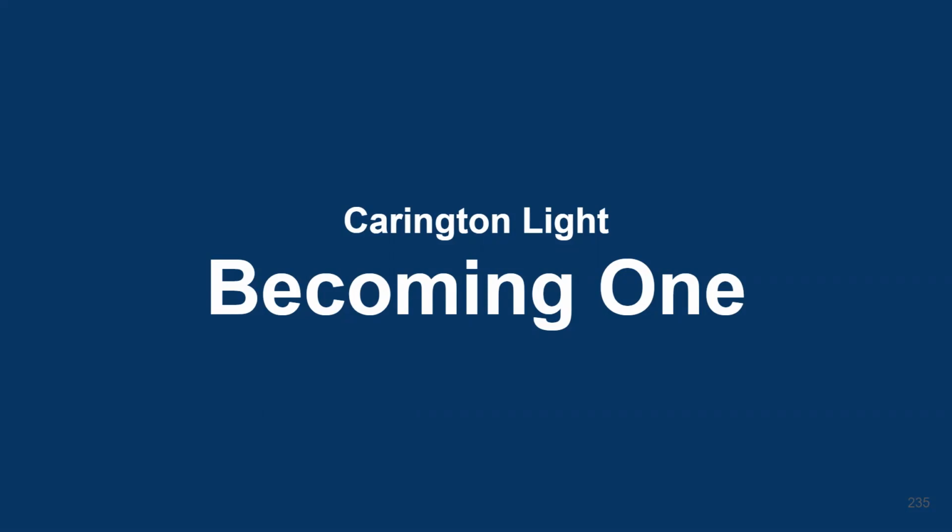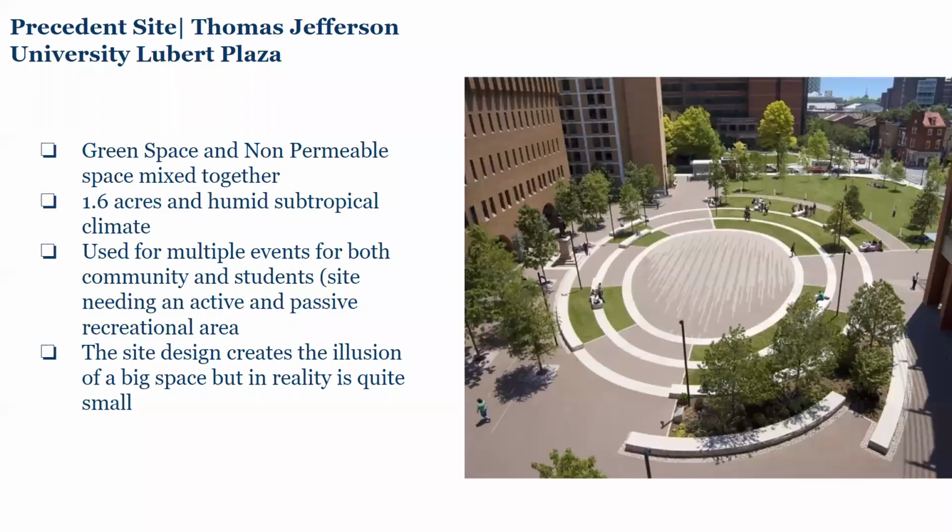I'm Carrington Light, and this is my project called Becoming One. My precedent is the Thomas Jefferson University Woodbridge Plaza. I picked this site because it has a mixture of concrete and grass. It's a very good mixture. Also, it allows the community and the college to use this site. There's a lot of events hosted. I also liked the idea of making the space look bigger than what it actually is, and it allowed people to have freedom to do whatever they want.